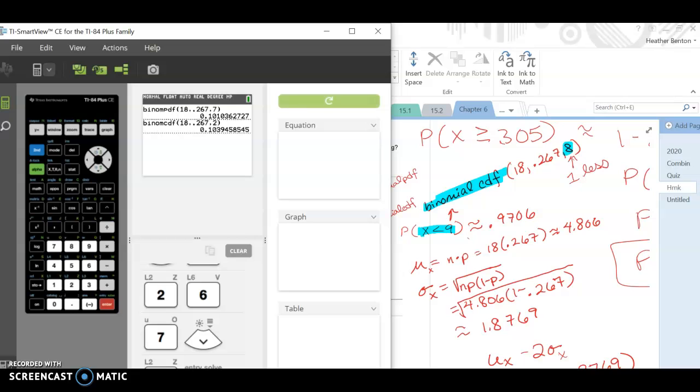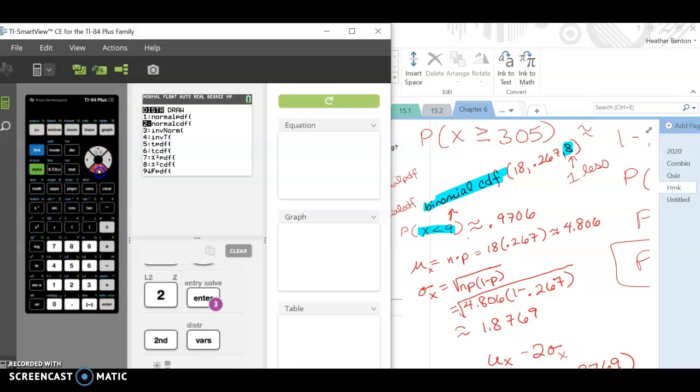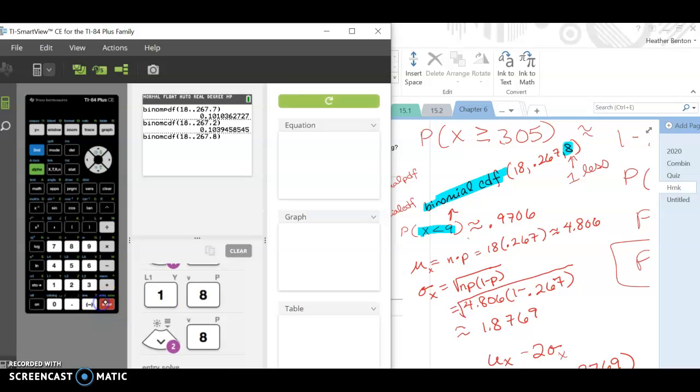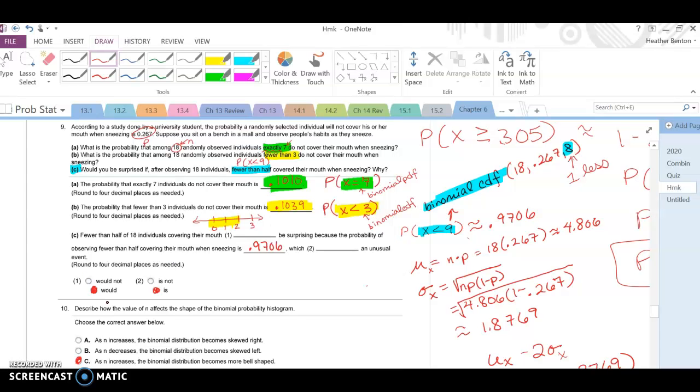Let's go ahead and do that. So we're talking about second distribution down to that binomial CDF. We're talking about 18 trials, still 0.267, except for now our x value is 8. And we get 0.970, which to 4 decimal places would round to 0.9706. That is where this number comes from, and also this number.